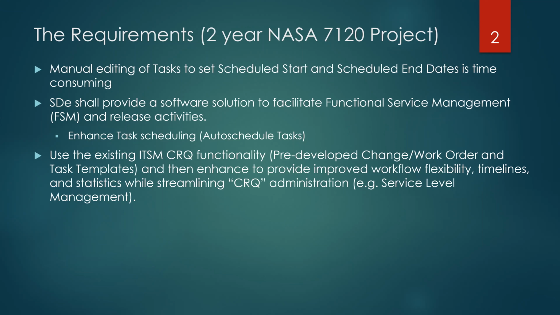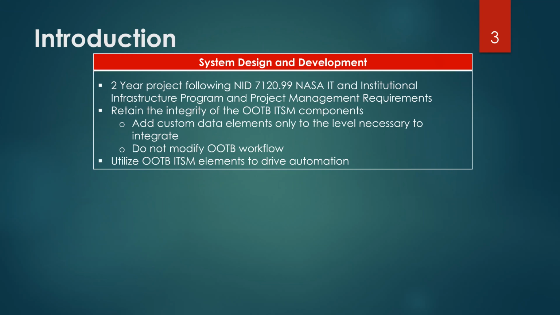The other piece is we had to continue to use the out of the box CRQ functionality for change and work orders and the template functionality. And then they wanted us to improve the workflow flexibility, the timelines and statistics kind of information, and streamline the CRQ administration. And the functional service management, as I said before, ended up being more like a project management thing where you could have multiple change requests and work orders underneath it. Again, here I'm talking about the 7120.99 that was modified for doing software. So we followed that process when doing all of this.